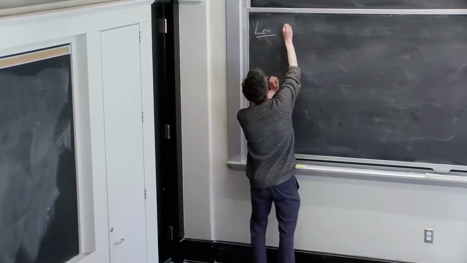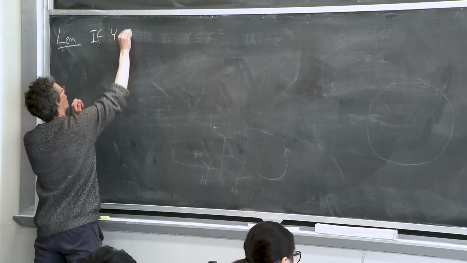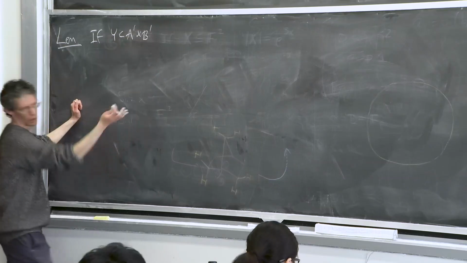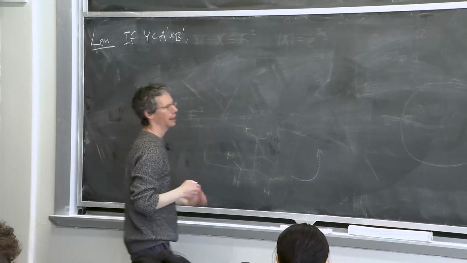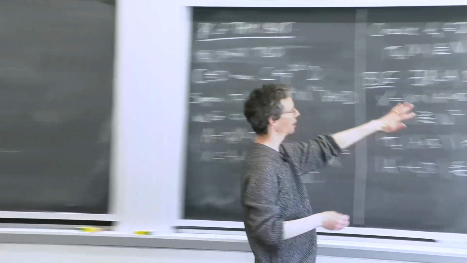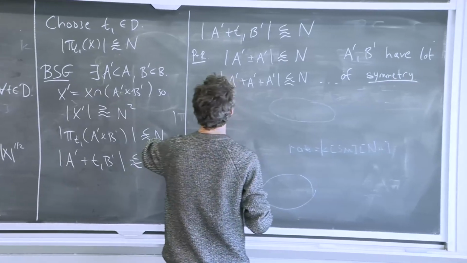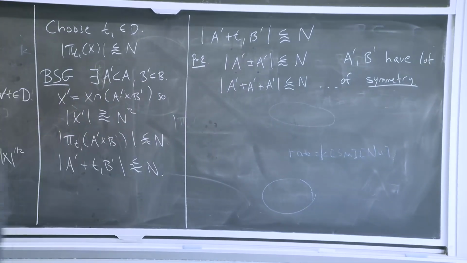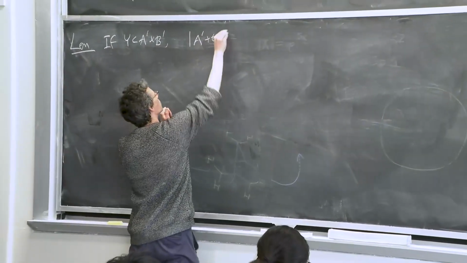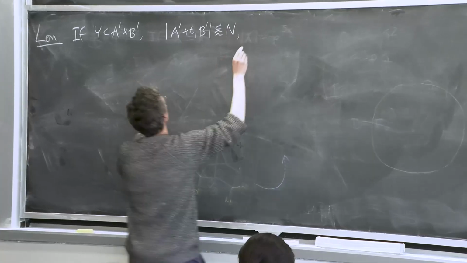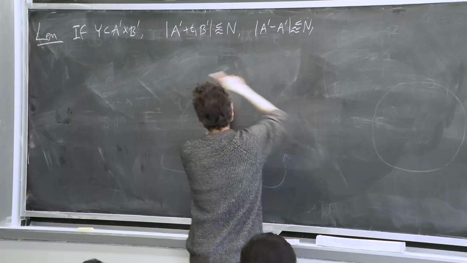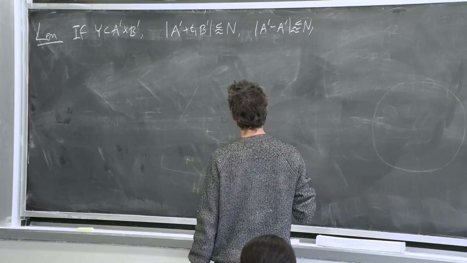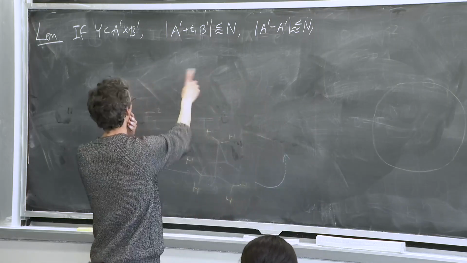Now I have a lemma that says if I have a subset Y in A' cross B', the subset we're going to care about is just X', but the lemma is more general, and A' and B' have these nice properties. I'll just copy these two: A' plus t1 B' is small, and A' minus A' is small. And Y itself is fairly large, although I don't need to write it in the statement.